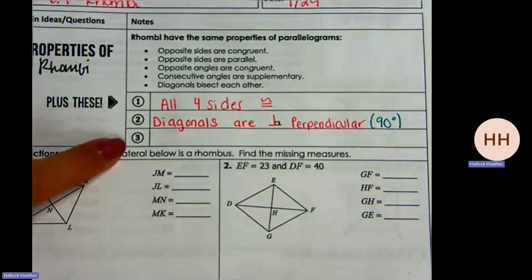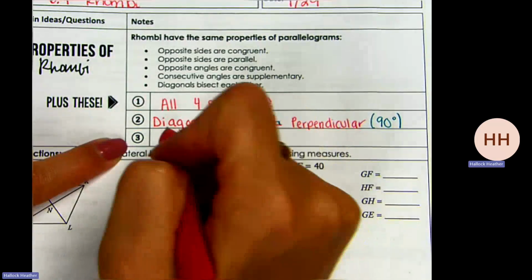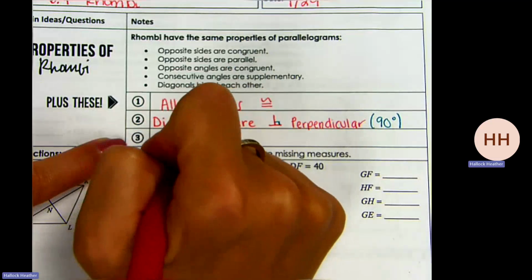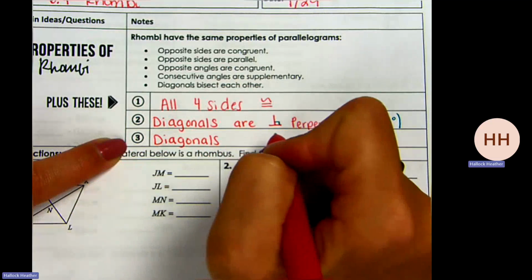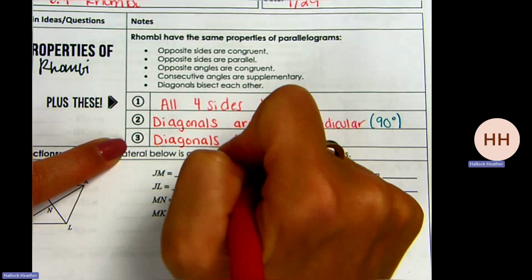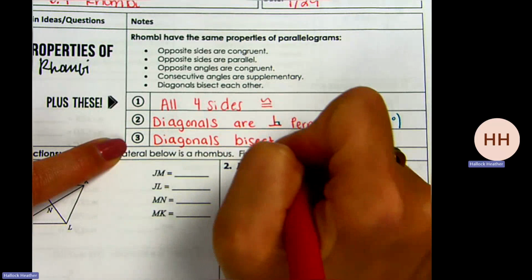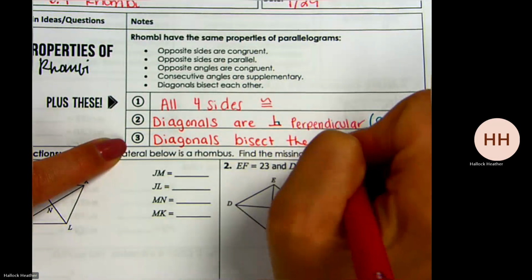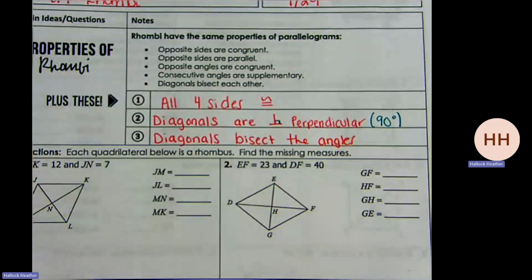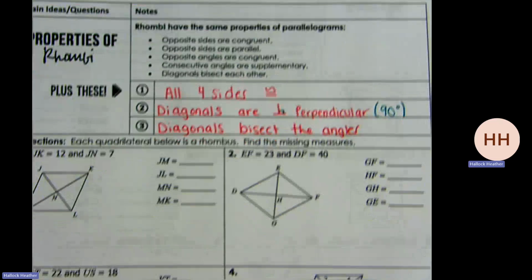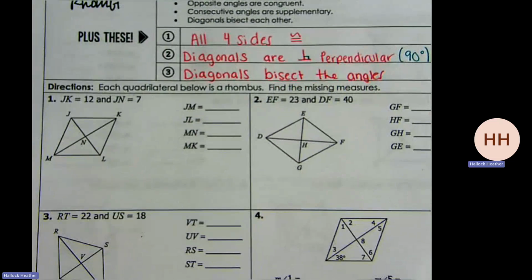And then number three, the last thing, and this is what you guys were trying to do with all the other pictures, is that the diagonals are creating angle bisectors. So they bisect the angles. So not only is it bisecting in length, it is bisecting the angle that it's intersecting with or touching. So these are our new kind of things.